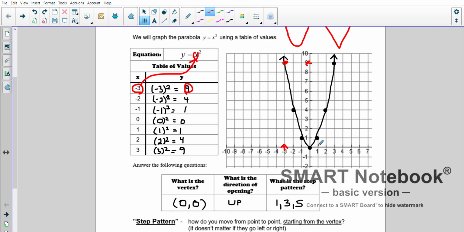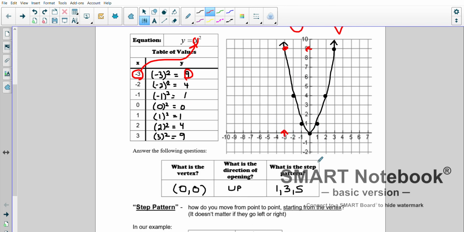From this, we can identify a couple of key points. One is the vertex. If you went over the last lesson, we went over key points of the parabola, and this is the vertex. It's either the highest or lowest point of the parabola. Because this parabola opens up, this is the lowest point, and it is at the origin, 0, 0. These arrows are pointing in the up direction, so this parabola opens up.